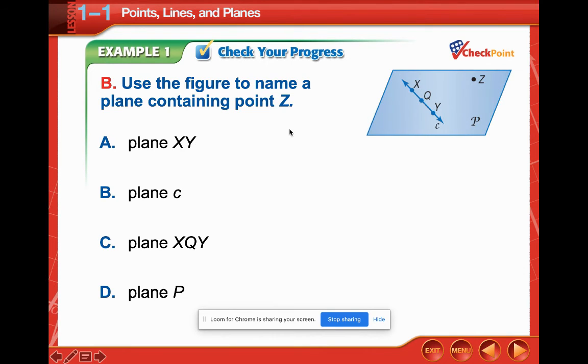So let's look. Can we call it plane XY? No, that's only 2 points, okay? Can we call it plane C? No, C is lowercase, okay? So that means it signifies the line, not the plane. Could we call it plane XQY? That is 3 points. They are all in the plane. Unfortunately, they are all on the same line, okay? They have to be non-collinear to be named that, all right? So it looks like it has to be plane P, because it's an uppercase letter signifying the entire plane.